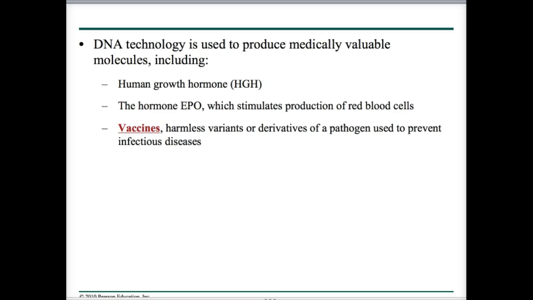But DNA technology can also be used in developing vaccines as a way to protect us. We can alter a virus to contain the genetic information that we need that can then lead to the person who's injected with that virus being immune to an infection.